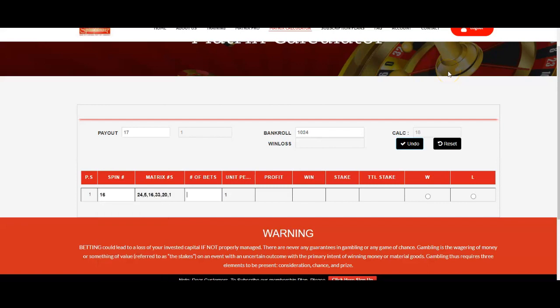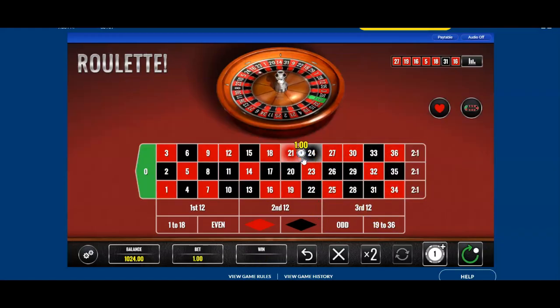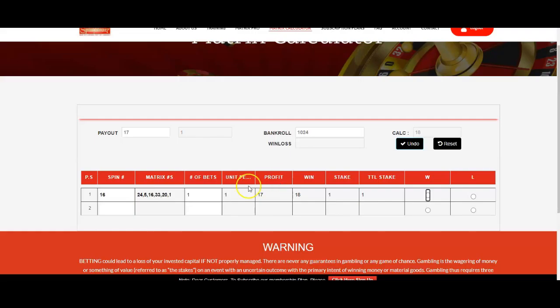So now what we're going to do is we're going to do this a little differently. We're going to use one number at a time. Okay, so we're going to use one bet. The first number is going to be 24. So let's place our bet on 24. Let's spin. Okay, so 15 came, so we lost that one.